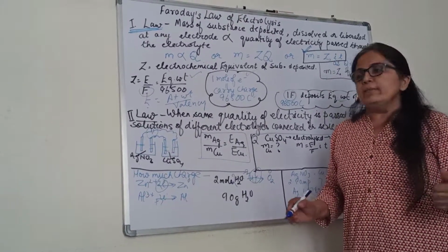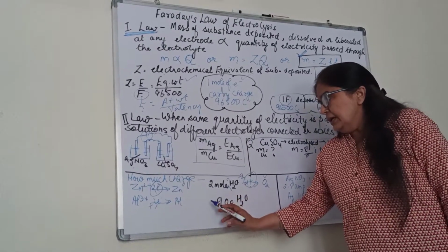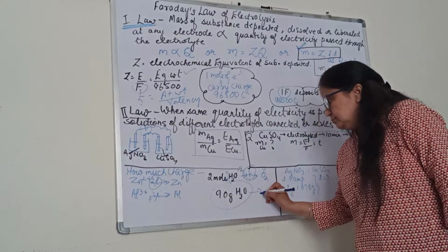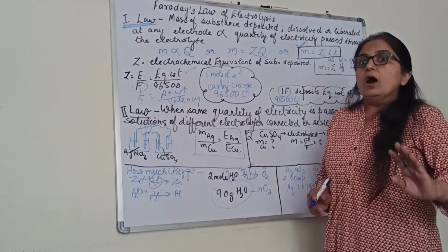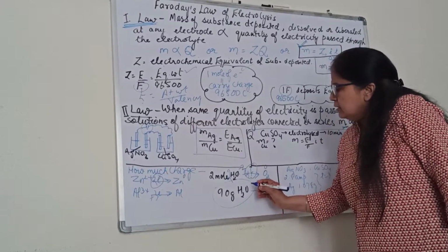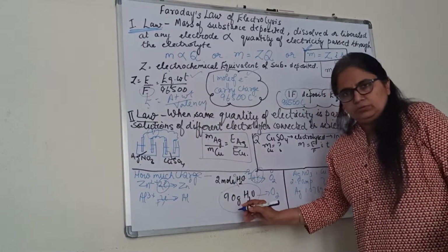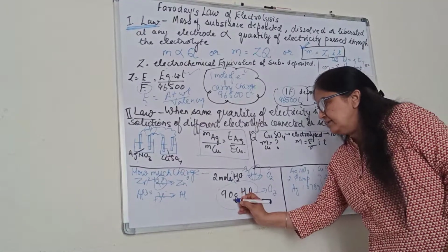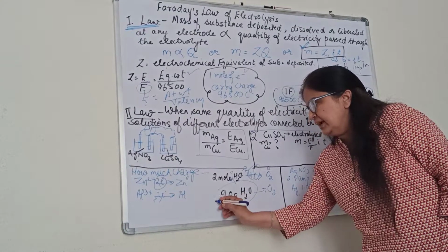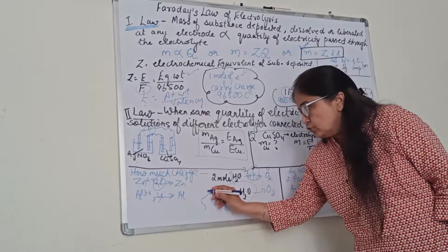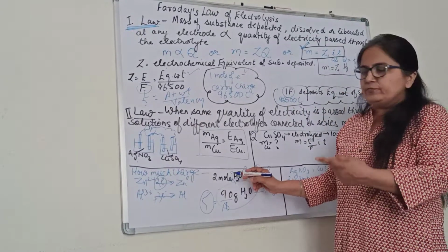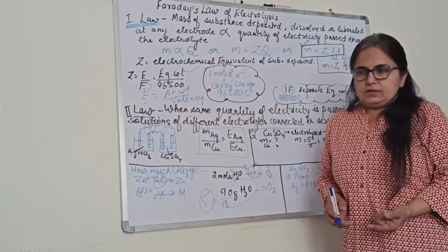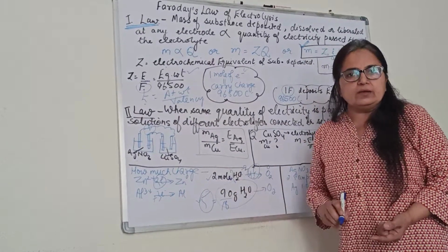Similarly, you may also come across one more type of question. To convert 90 gram of water to O2, how much Faraday will be required? You can convert this mass into moles. You know 1 mole of water is 18 gram. So 90 will be divided by 18. You will get 5 moles. Just now we have calculated for 2 moles this much Faraday, for 5 moles how much Faraday. So please try this type of numerical also.